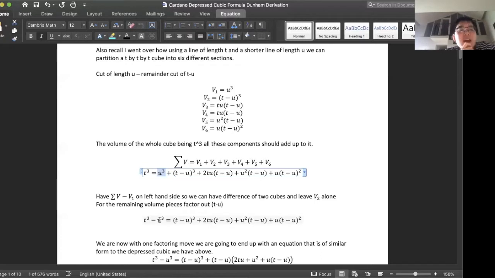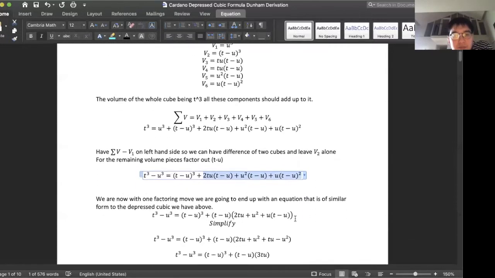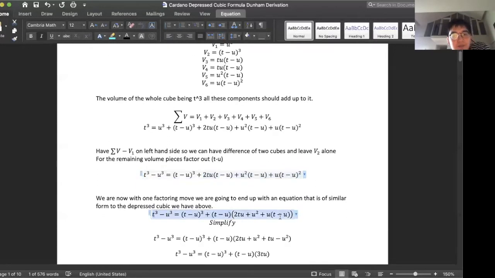Now, with one factoring trick, we are going to end up with an equation that is of similar form to the depressed cubic that we have, except it's all in terms of t minus u. So first, what you're going to do is see these 3 terms over here. We're going to factor out a t minus u from them. We end up with this. And then we can simply simplify the terms inside here.